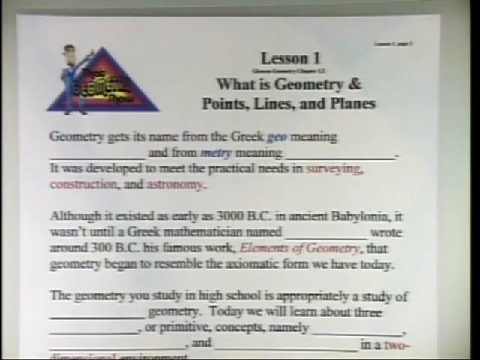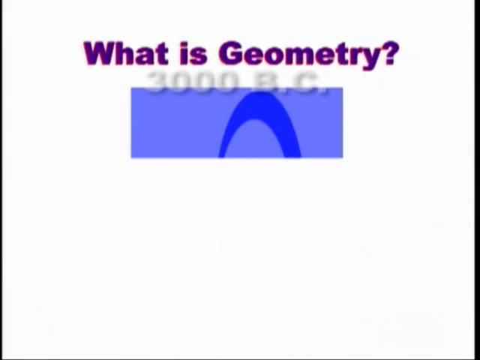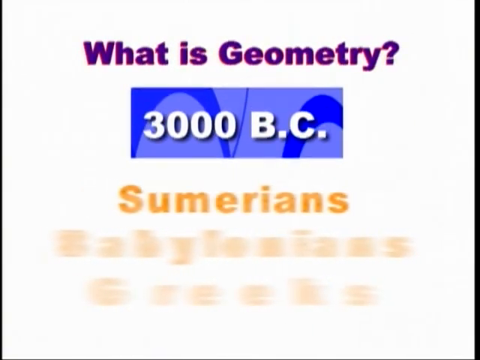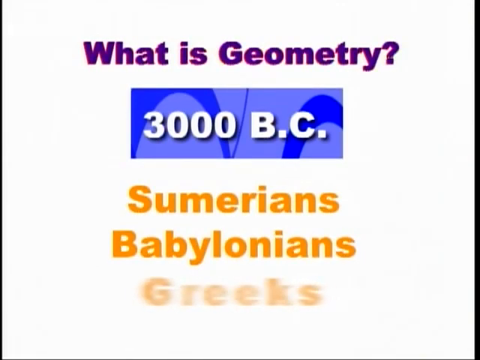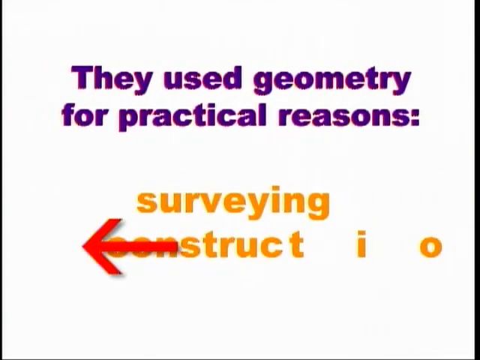All right, Lesson 1. What is geometry, points, lines, and planes? Well, I'm going to deviate from the outline a little bit and just talk, and then I'll come back to the outline. Geometry is actually a branch of mathematics that originated as early as 3000 BC in the ancient East by the ancient Sumerians, Babylonians, and the Greeks. They used geometry, although they didn't call it that back then, mainly for practical reasons for surveying and construction and astronomy.